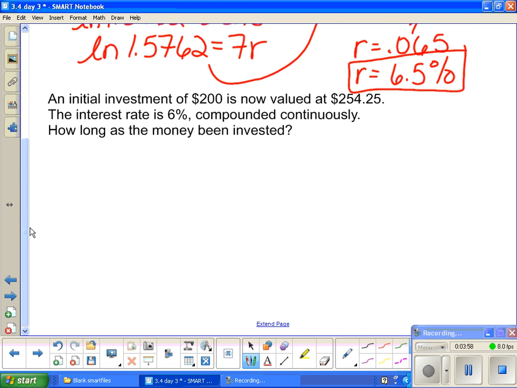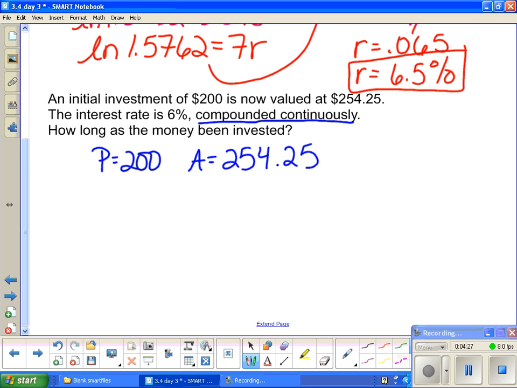Okay, let's do one more here. An initial investment of 200 is now valued at 254.25. The interest rate is 6%, compounded continuously. How long has the money been invested? Okay, so continuously, I'm going to use the same formula that we used above. My principal is still 200. The amount at the end is 254.25. My R, change it to a decimal, 0.06, and I'm looking for my T.